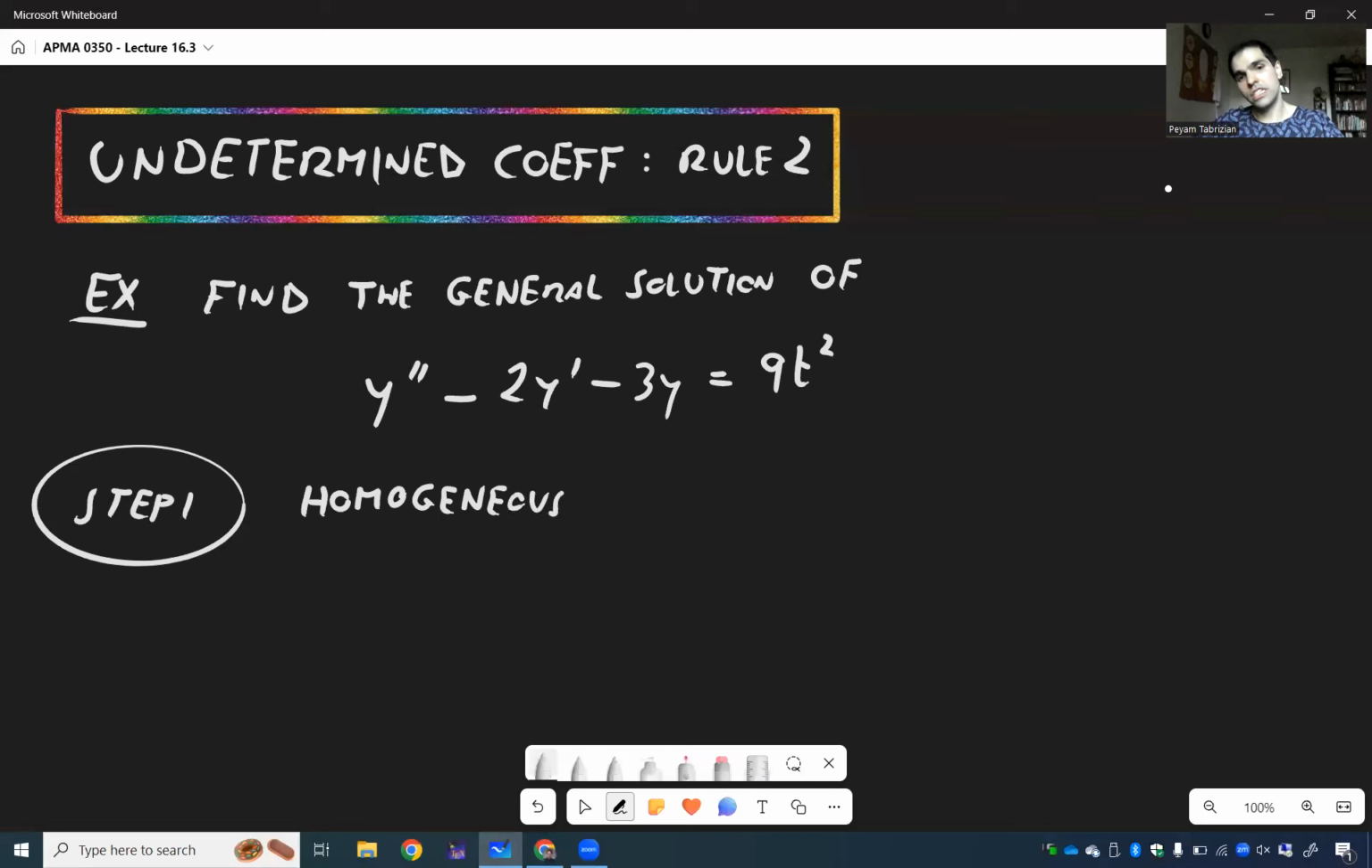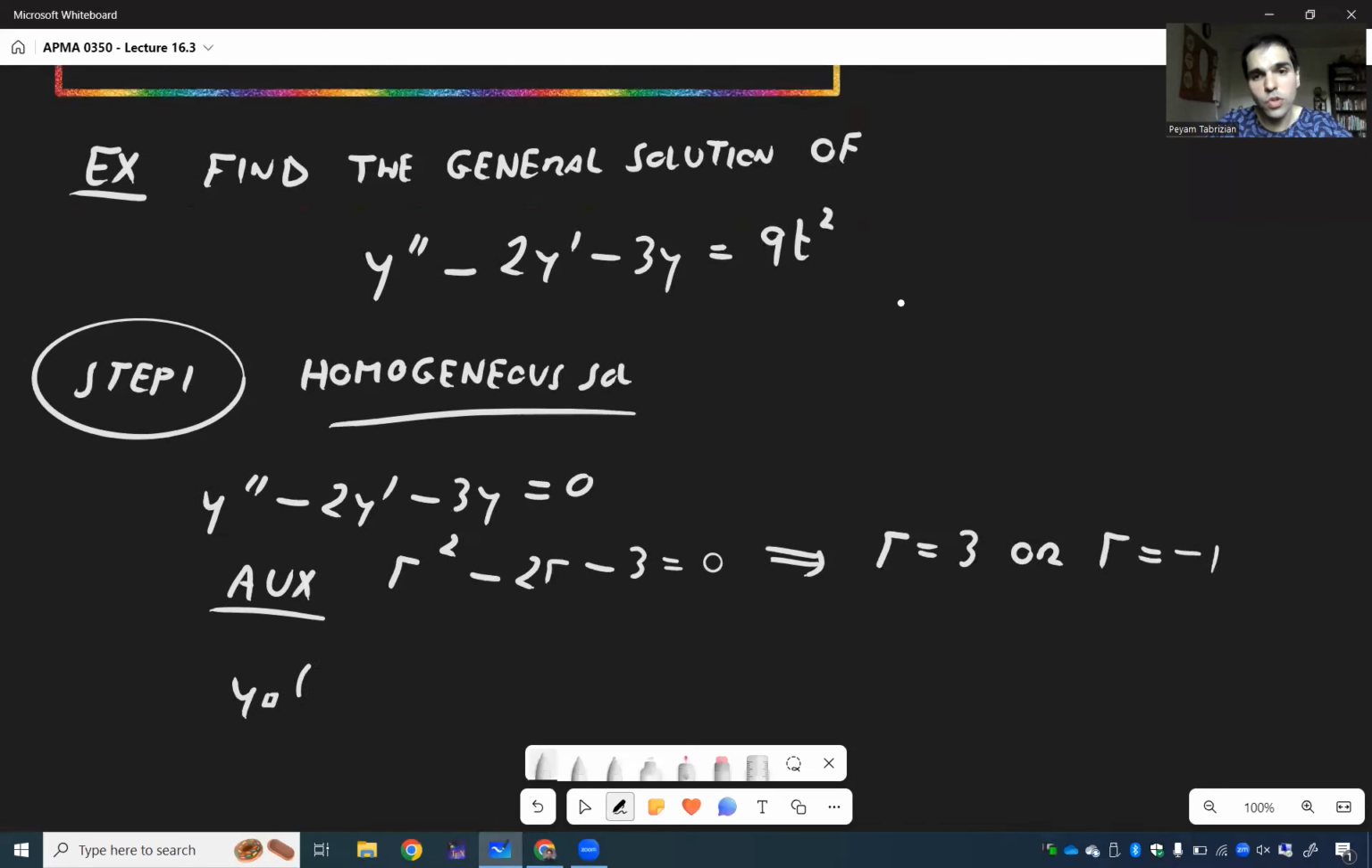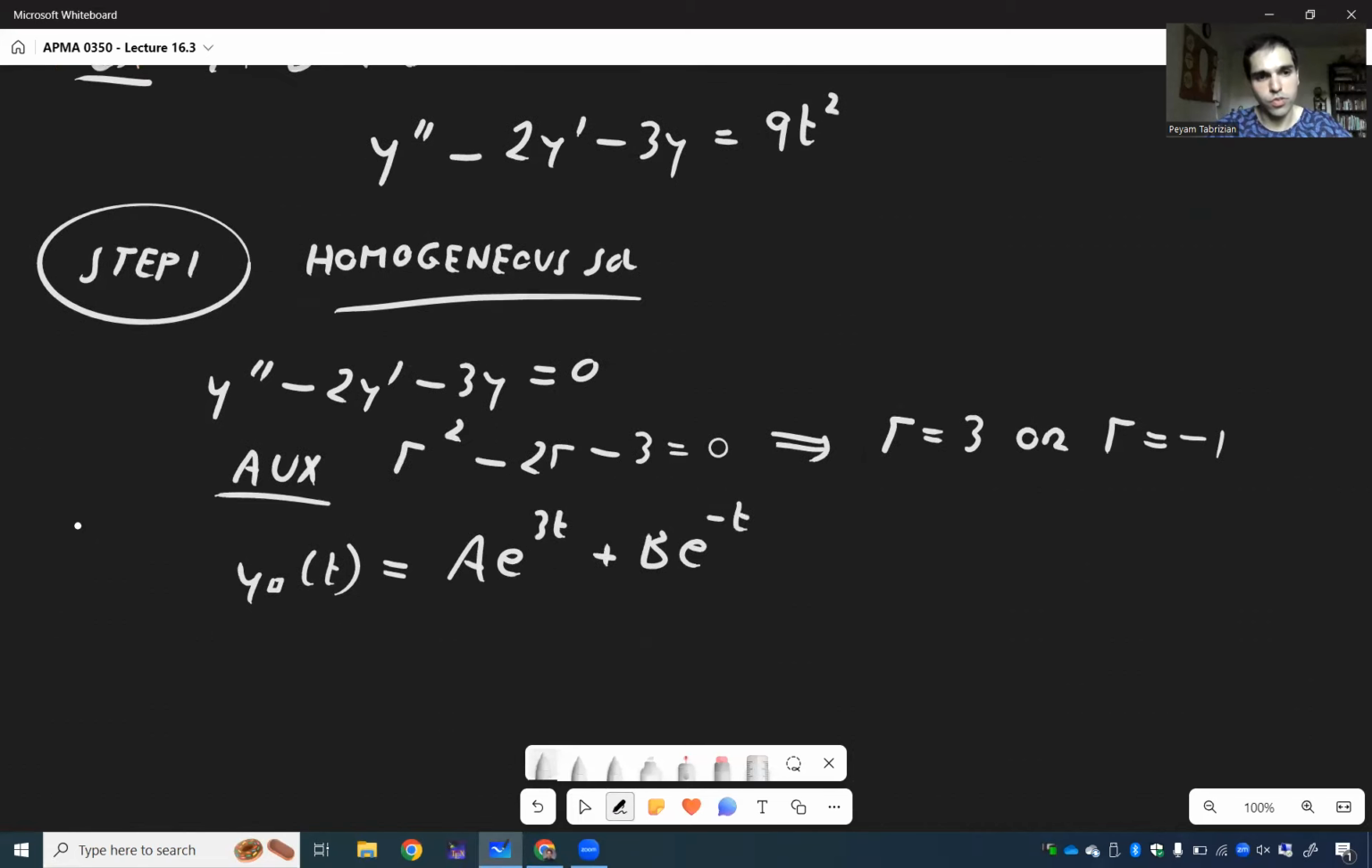So let's find a homogeneous solution. In this case, we need to solve y double prime minus 2y prime minus 3y equals 0. The auxiliary equation is r squared minus 2r minus 3 equals 0. And if you want, you can factor this out and you get r equals 3 or r equals minus 1. So the homogeneous solution is ae to the 3t plus be to the minus t. That's it. And now let's find a particular solution.